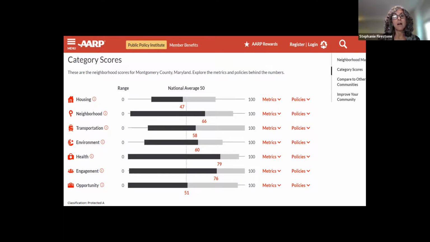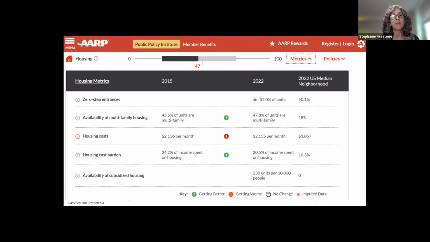So if you go to the next slide, I'll give you an example under housing. So this is a metric. So it's what exists today. Are there zero-step entries? What's the level of availability of multifamily housing, the cost, the affordability. So all of these existing metrics.